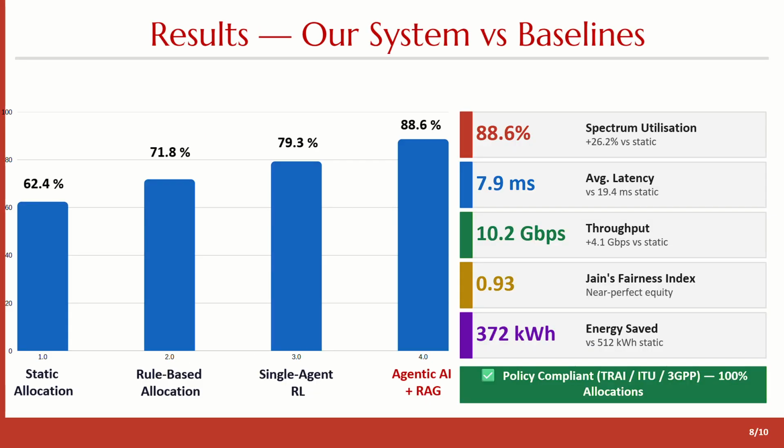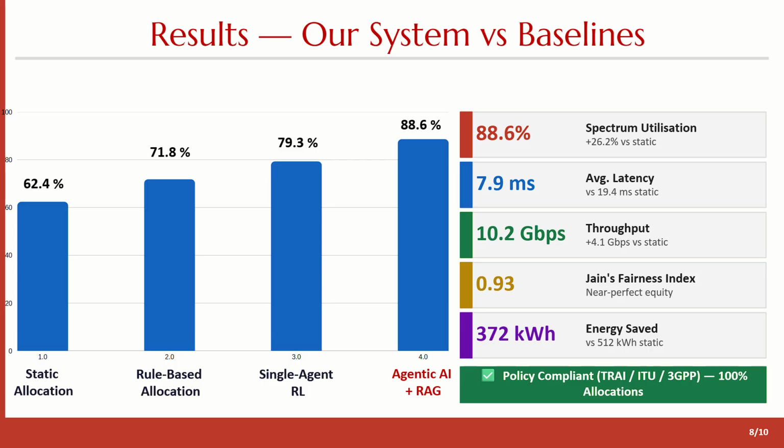Now coming to the most important part, the results. We have evaluated our system on multiple performance metrics. First, spectrum utilization increased to around 88.6%, which is significant improvement over all traditional methods. Second, latency reduced drastically, which means the faster communication and better user experience. Third, throughput increased, so more data can be transmitted efficiently.